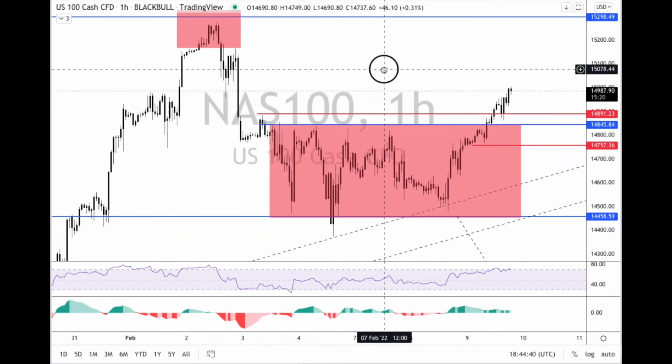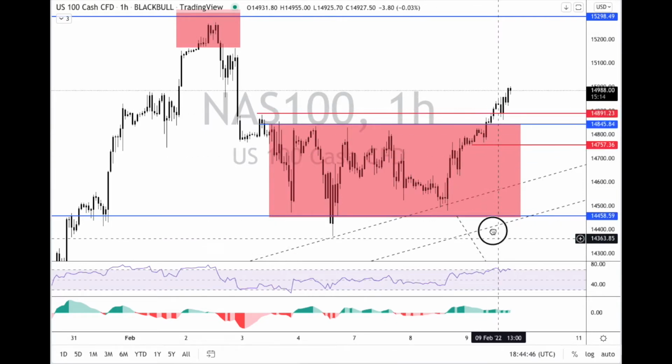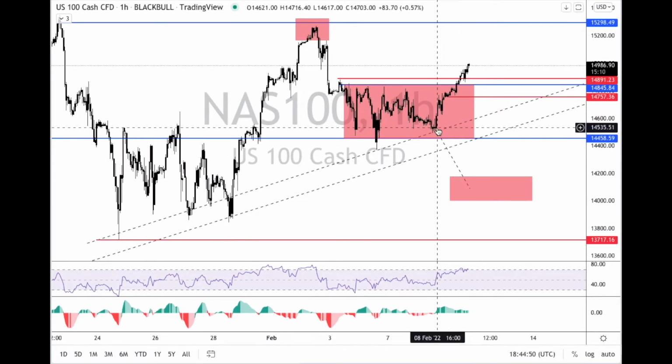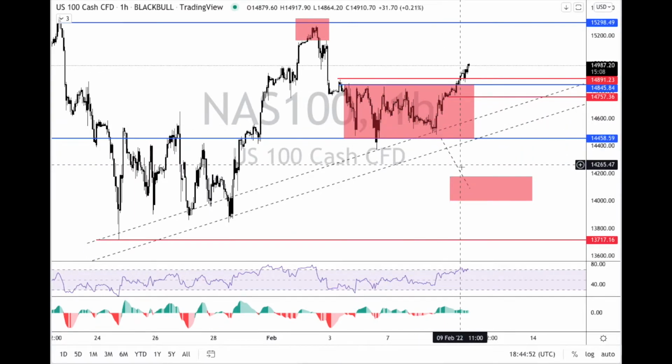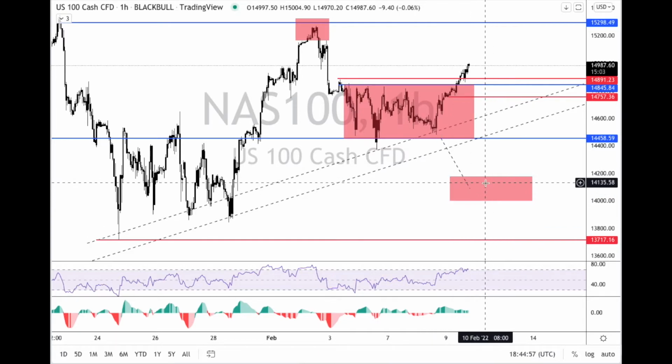Yesterday, I said if it opens and closes above this level, I was going to jump in. And if it moved down to about this area, I wasn't going to do anything whilst it was falling, but I would grab it once it reached this particular zone. That's what we discussed yesterday.